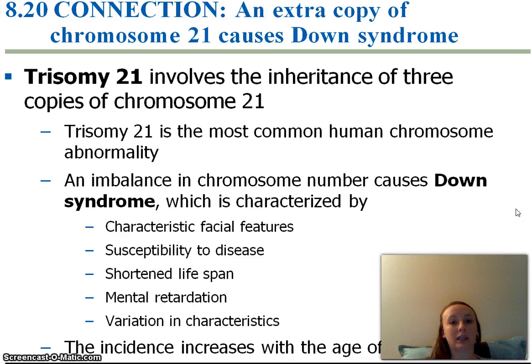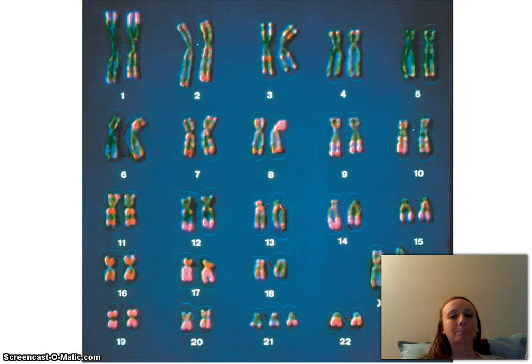This imbalance in chromosome number will cause Down syndrome, and this is characterized by facial features, susceptibility to disease, shortened lifespan, mental retardation, and other variations of characteristics. This also increases with the age of the mother. We talked about in class that after the age of 35, women are more likely to have problems with giving birth, and it can probably lead to trisomy 21.